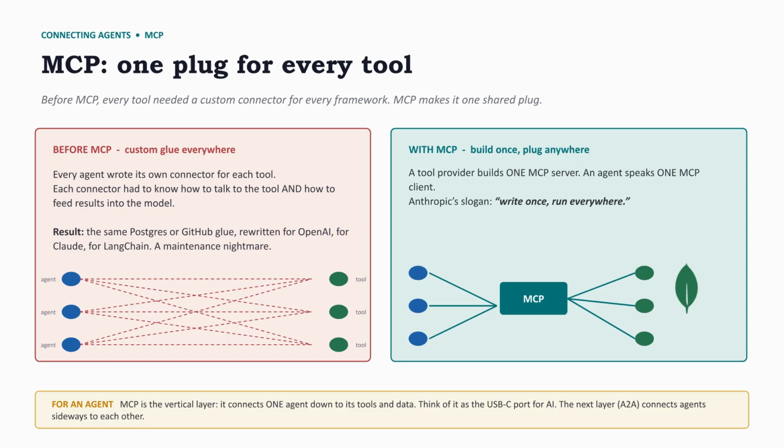Architecturally, it looks just like the web, with a host running clients and tool sources running servers talking over JSON-RPC, where each server exposes tools, resources, and prompts. Think of MCP as the vertical layer and the USB-C port for AI. It connects one agent down to its tools and data.